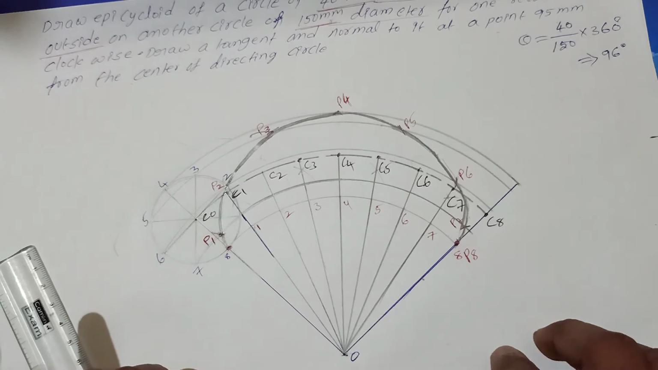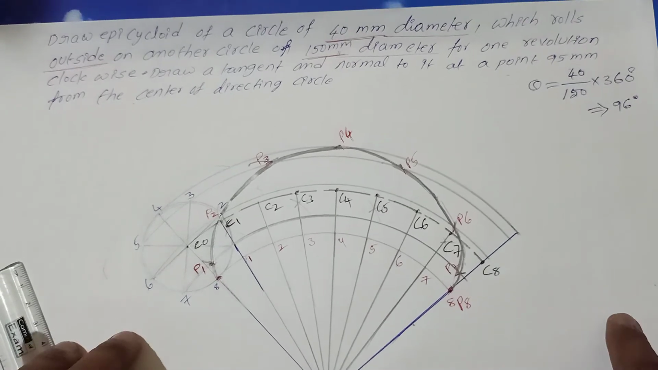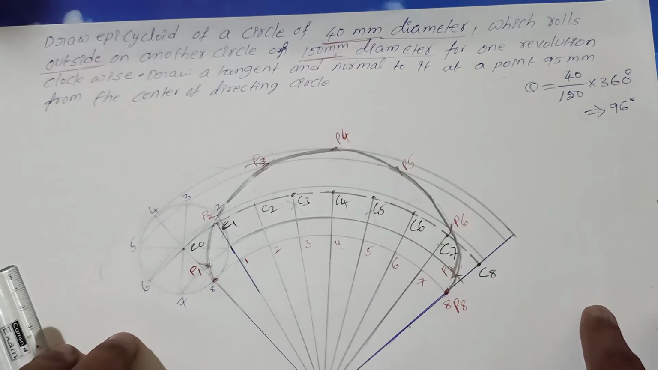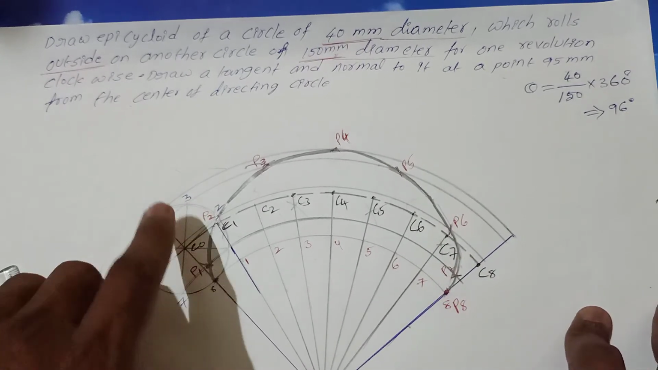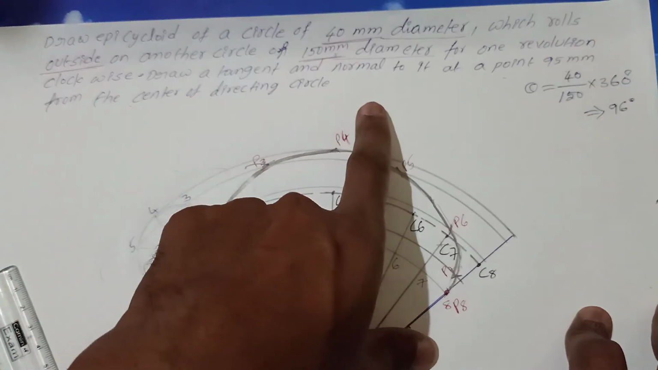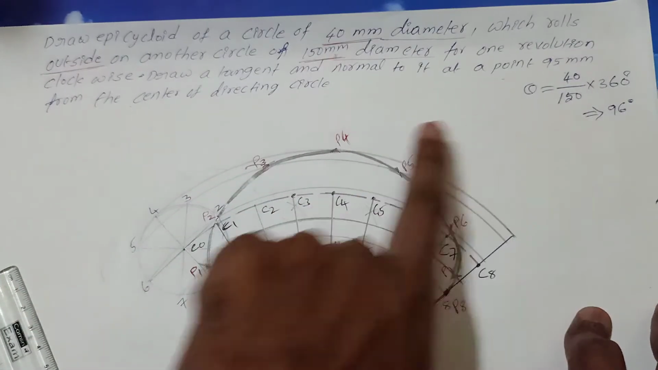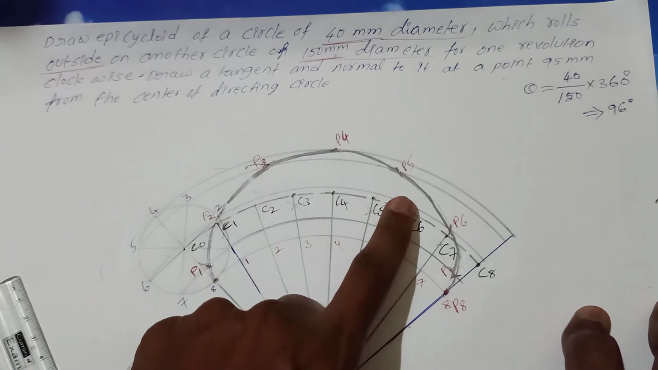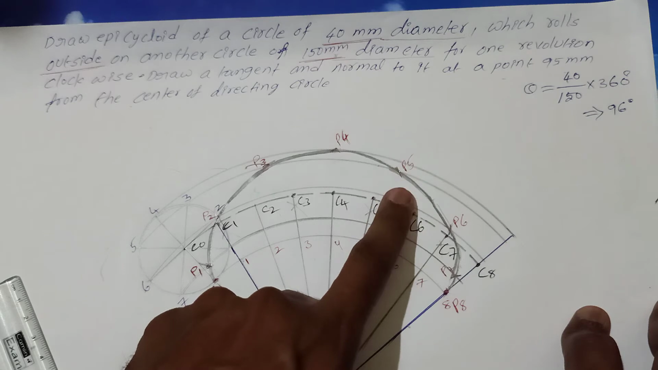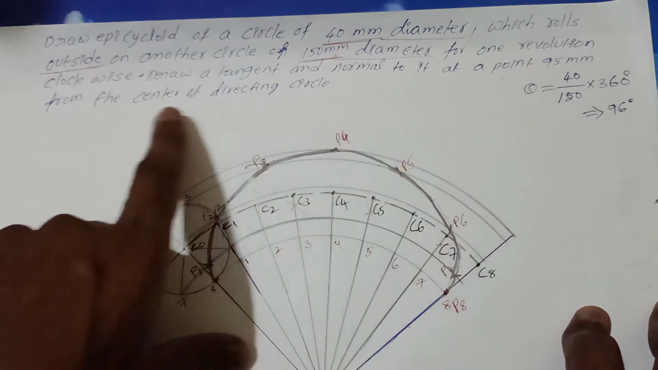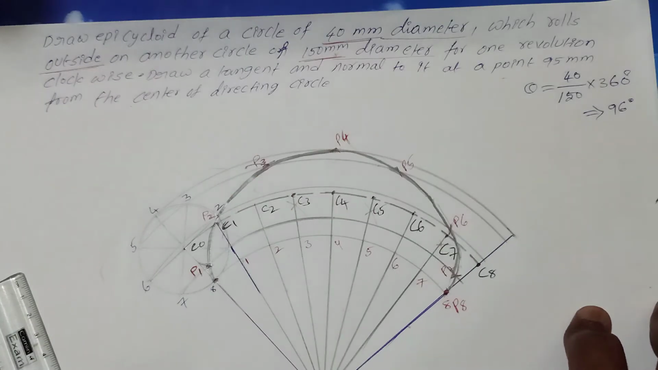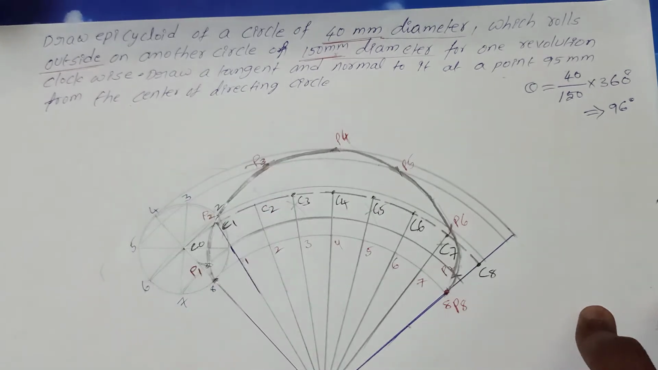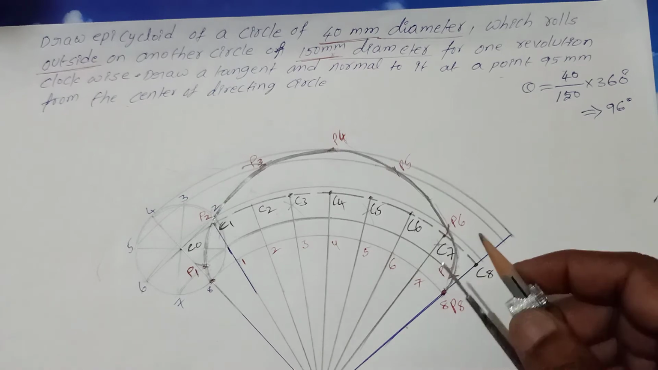First of all, we cannot draw on the curve here or here like that. As per the given distance we have to draw the tangent and normal. It is clearly mentioned in the problem: draw tangent and normal at a point 95 mm from the center of the directing circle. So we have to draw them on the curve at the point which is 95 mm from the center of the directing circle. You can indicate it with a scale or with the compass. It is easy with the compass.